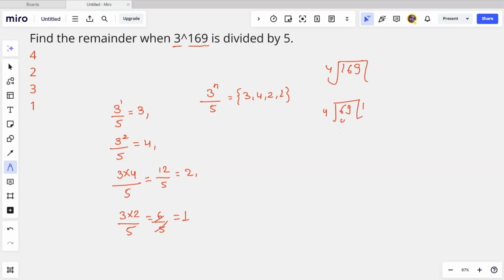4 1s are 4, it will become 2, and 4 7s are 28, it will become 1. So as we can see, our remainder is 1. It means the first element of the remainder cycle will be our answer, which is 3. And as you can see, 3 is in the options. It means the third option is the correct option.